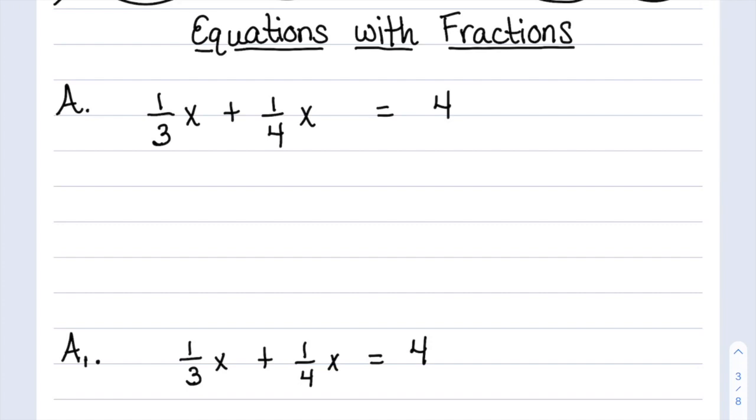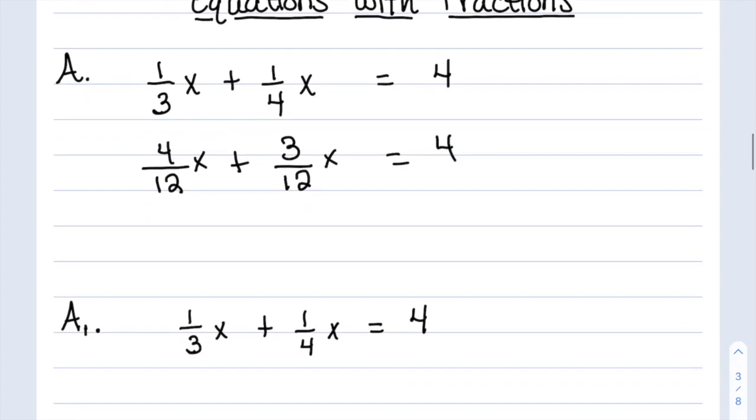So we would get 3 and 4. We'd say, okay, common denominator is 12, and we're going to change both of those to 12. 3 can go into 12 4 times. 4 times 1 is 4x. Then 4 can go into 12 3 times. 3 times 1 is 3x, and then equals 4. Then we would add. So we'd have 4 and 3, and we would get 7/12 x equals 4.